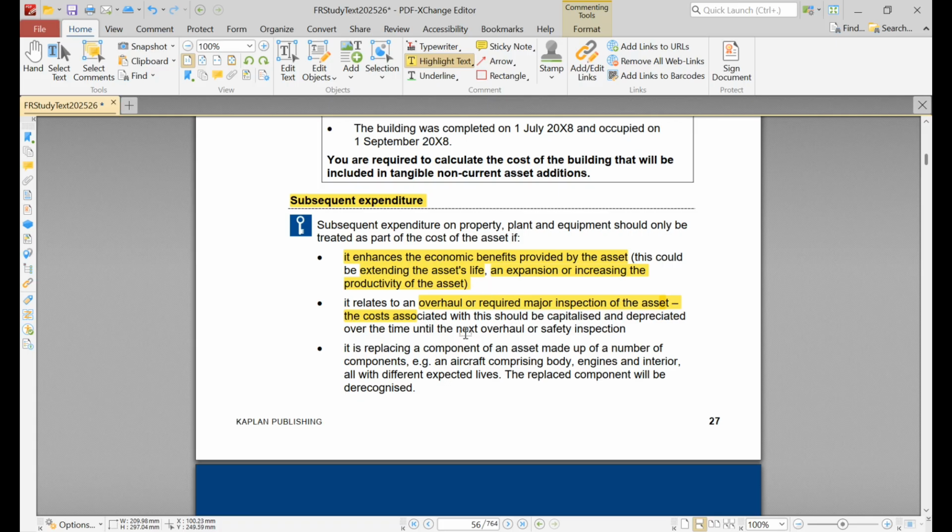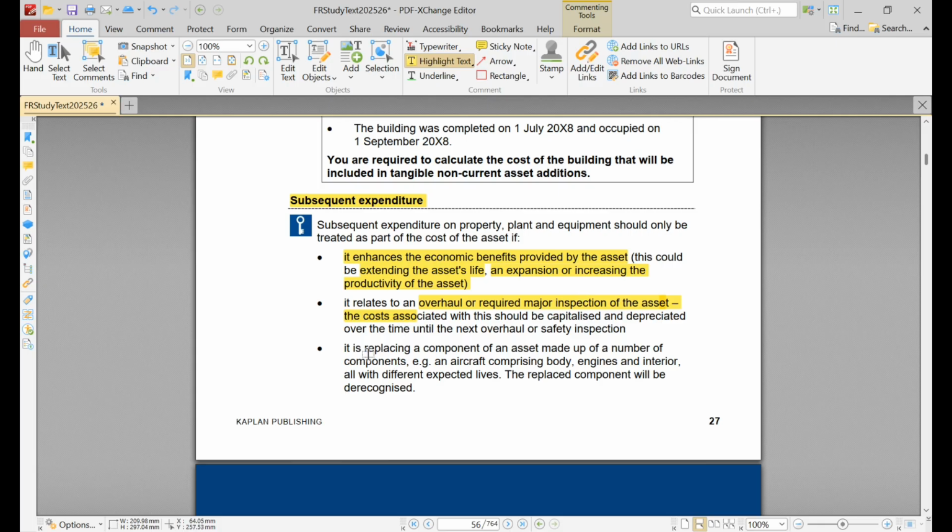Second, it relates to an overall or required major inspection of the asset. Now, there are certain assets like aircraft and ships which require inspections regularly so that they can continue to function. That is something that can be capitalized, because without that the asset would not be able to function itself. So that is something which qualifies to be capitalized.